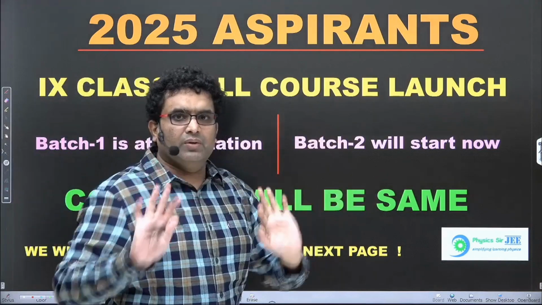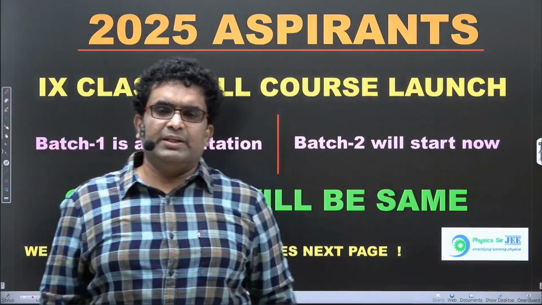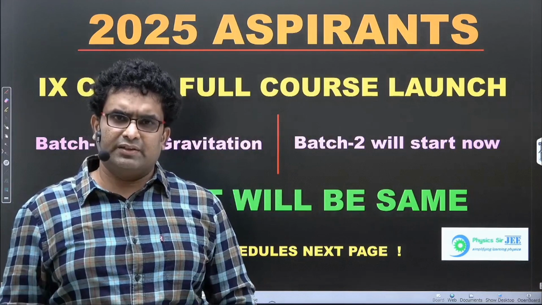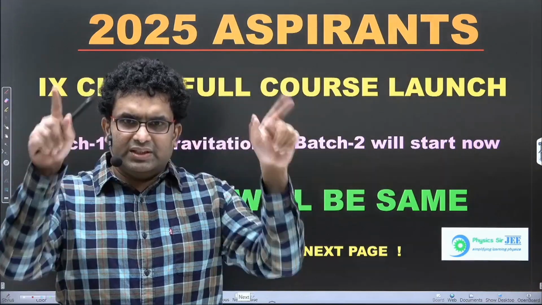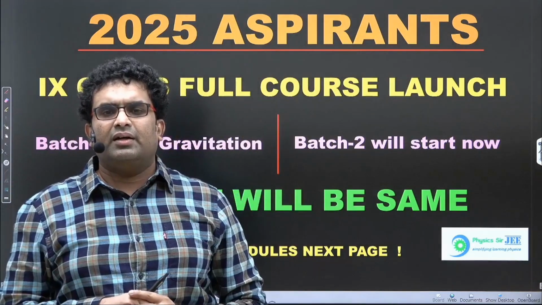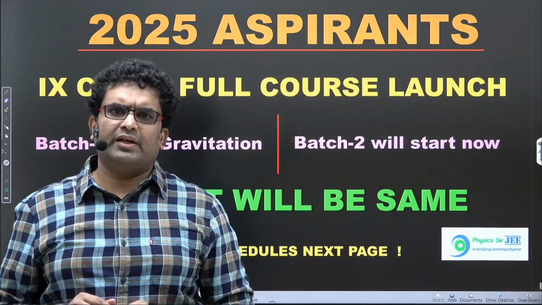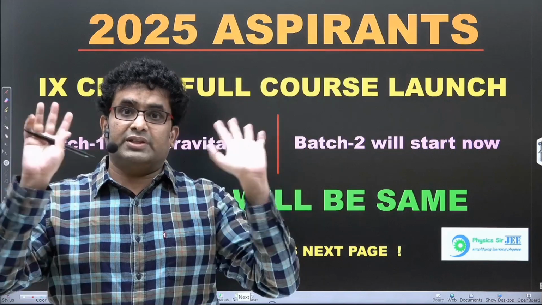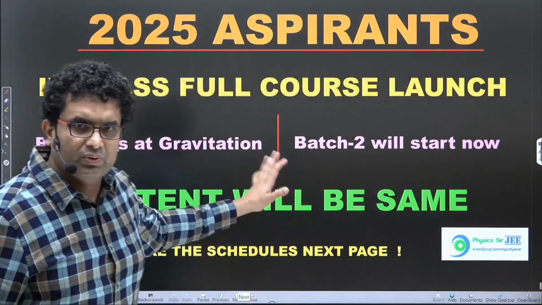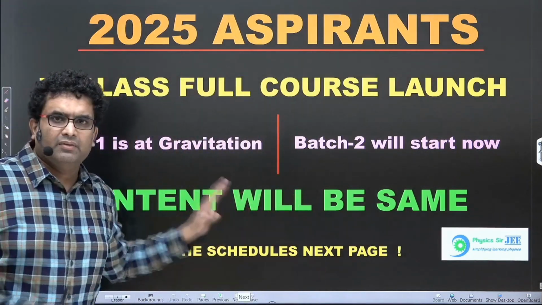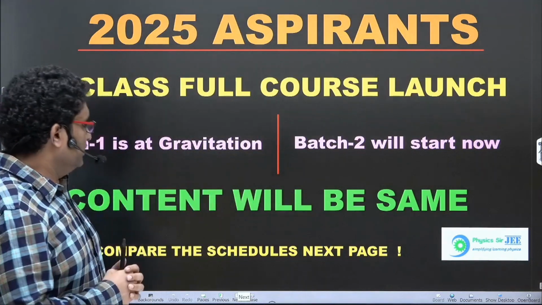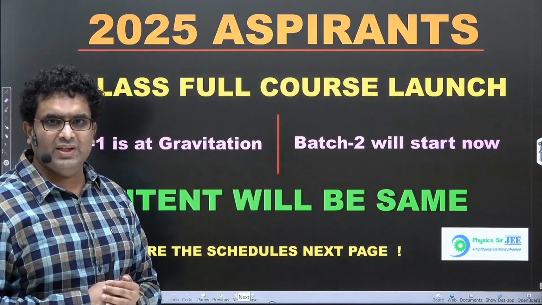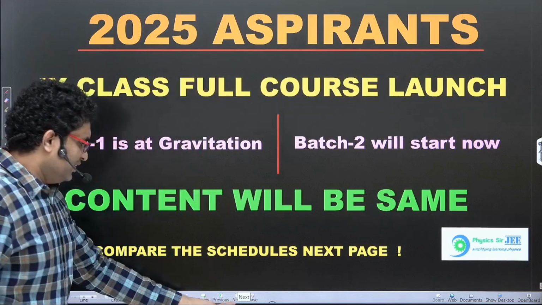Batch 2 will start now. That means immediately after this particular video, you will be able to see the schedule of batch 2, and the syllabus will start from October 2nd, that is the coming Monday, and you would be starting from the first chapter of physics. Okay, so I'll show you the syllabus schedules and we'll compare whether you have to take batch 1 or batch 2 on the next pages. Okay, so I hope you're ready. So let me move forward.